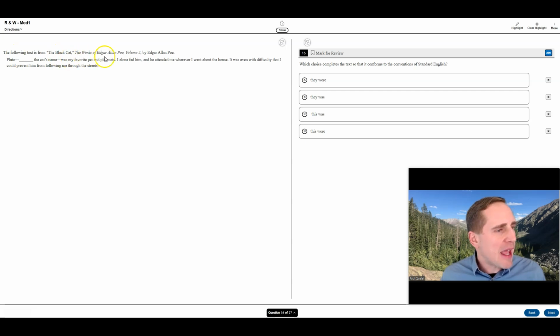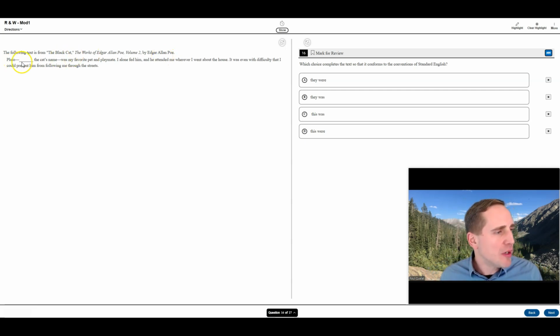Following text is from The Black Cat, Works of Edgar Allan Poe, Volume 2 by Edgar Allan Poe. Now, it turns out the author, to some extent, is not that important unless the author is somewhat famous, might give you somewhat of an idea. But on the SAT, you're supposed to take things literally. You're not supposed to worry about background information about the author.